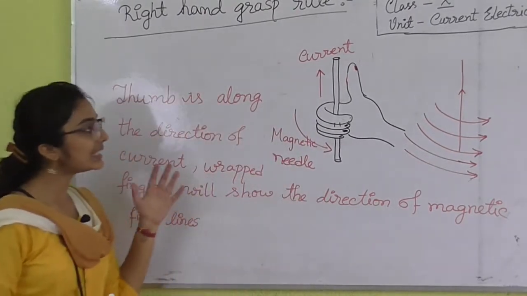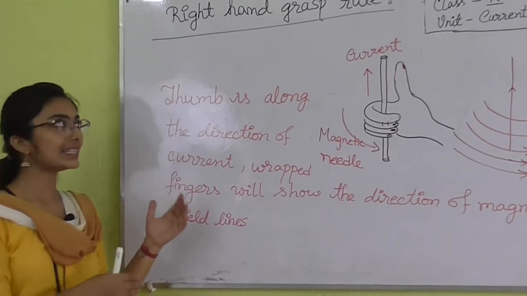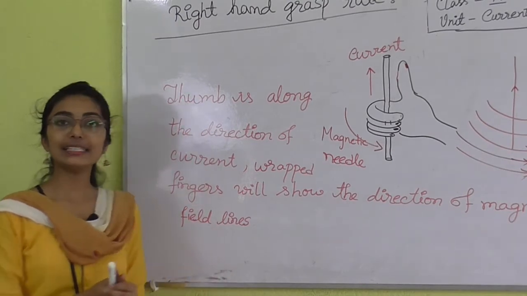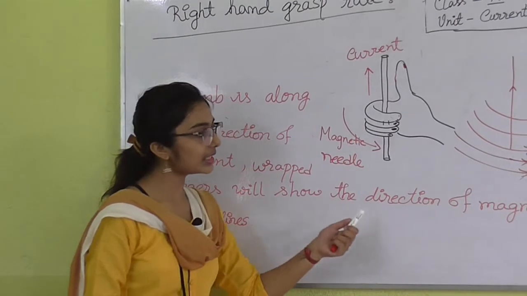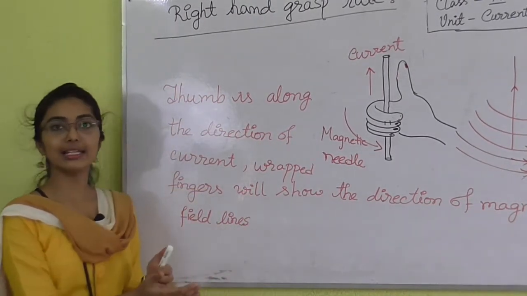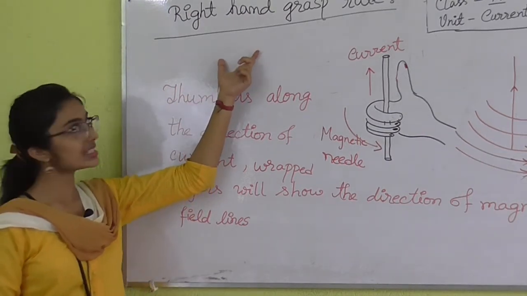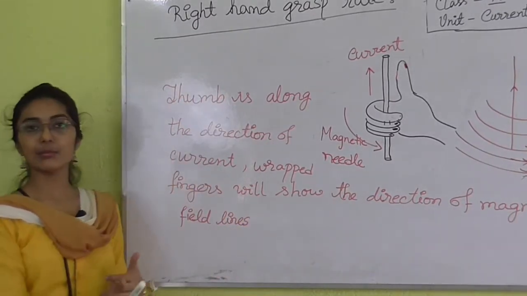So here we have only discussed two rules. The first one was Ampere's swimming rule and the second one is the right hand grasp rule. By these rules, we can find out the deflection of magnetic needle, or you can say the direction of magnetic field lines. We will use this rule very frequently, okay. The right hand grasp rule is very important.